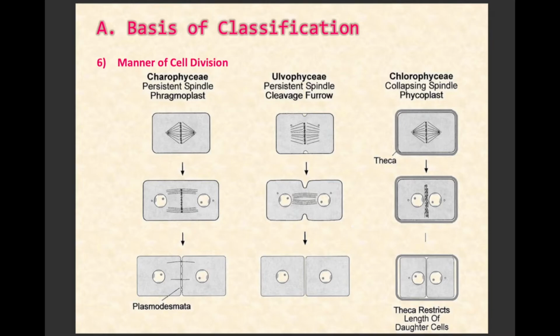In terms of the manner of cell division, you can always compare them. The first one that you need to discuss is the persistence or absence of your spindle fiber. The next one is the origin or formation of your cell wall. So in terms of formation of your spindle fiber, your charophyceae has a very persistent spindle fiber. Your ulvophyceae also has a persistent spindle, but in your chlorophyceae, the spindle fiber usually collapses.